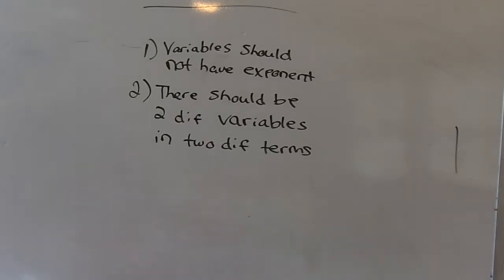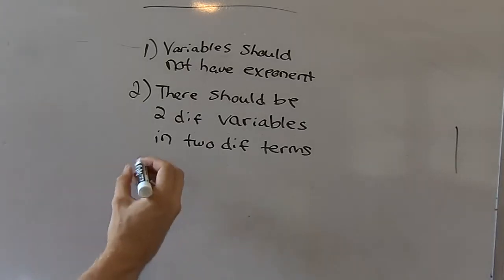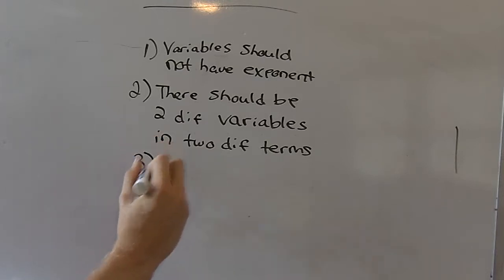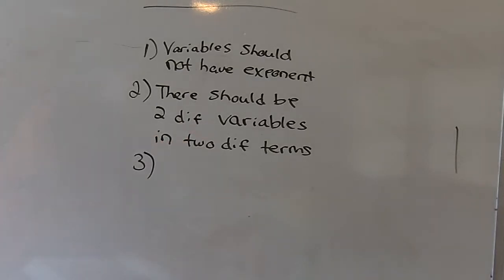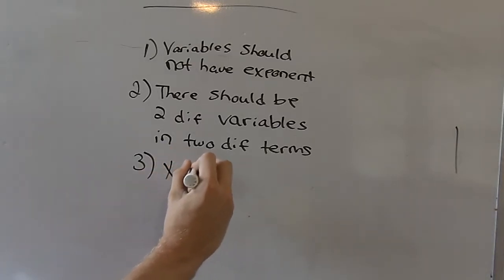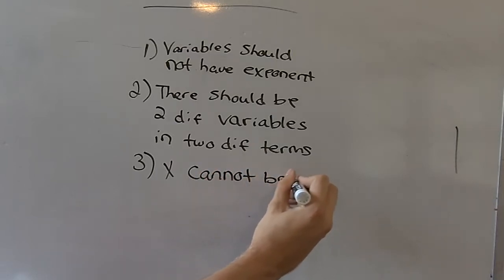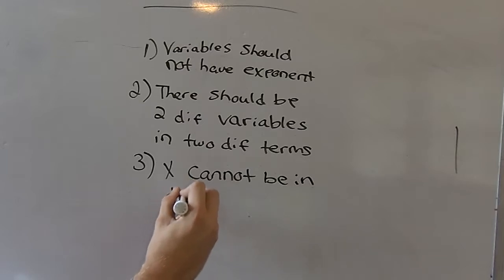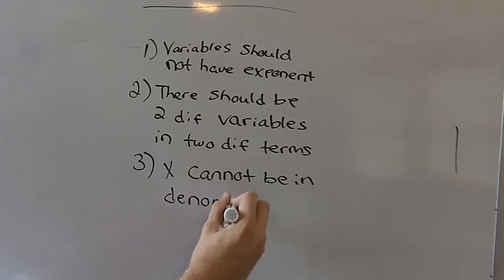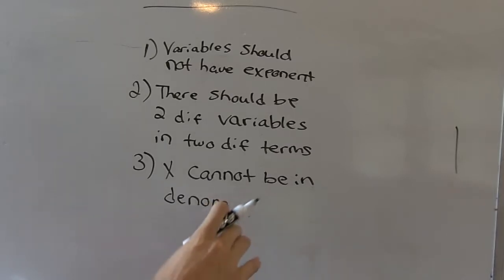Probably a good idea to pause the video and write down those examples if you didn't do so. Remember, you can rewind the video. So variables should not have exponents. There should be two different variables in two different terms. And x cannot be in the denominator. Okay? x cannot be in the denominator.